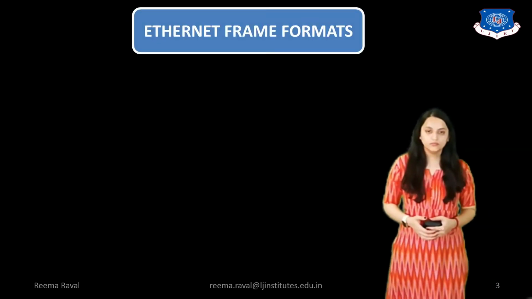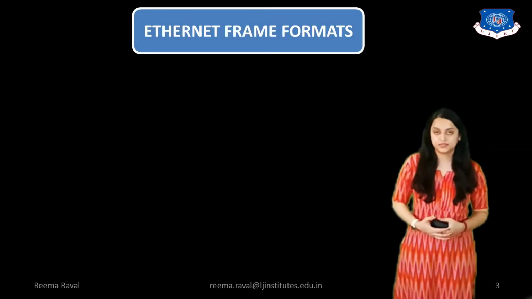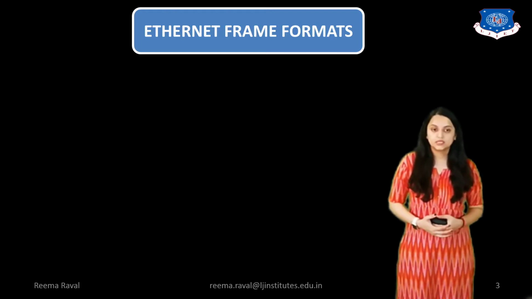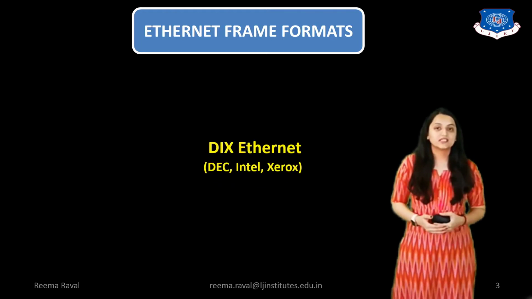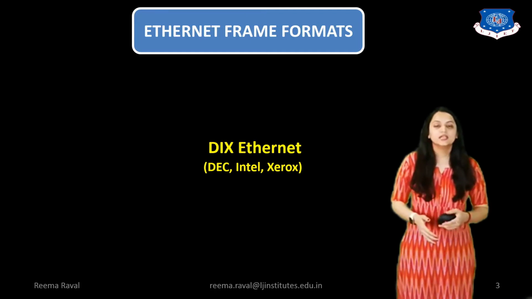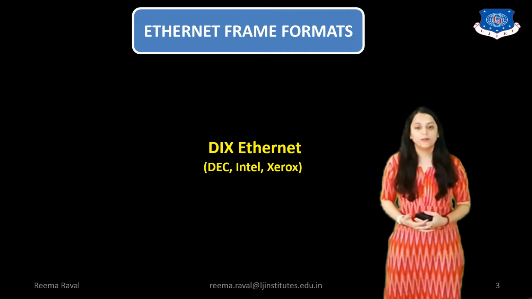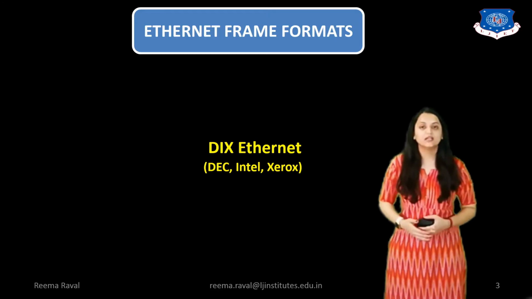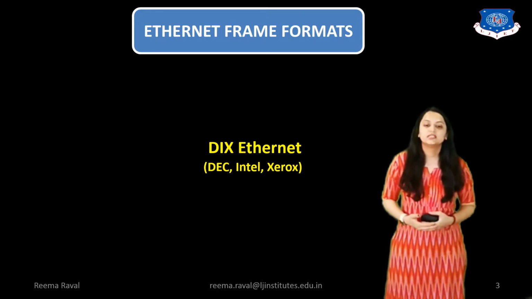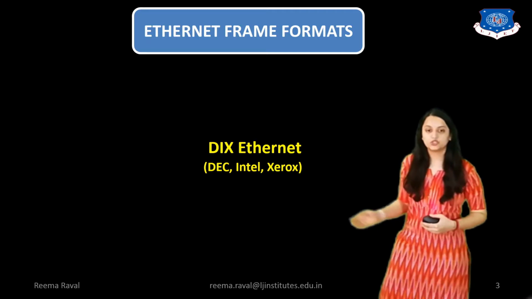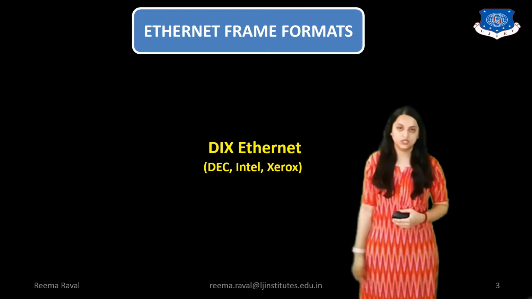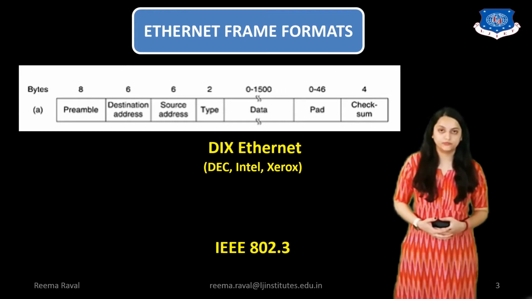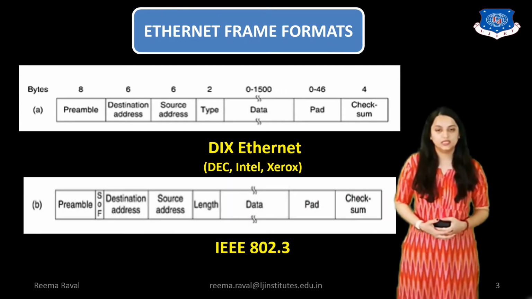Now let us see Ethernet frame formats. So there are basically 2 Ethernet frame formats. First one is DIX Ethernet format. This format is developed by DEC, Intel and Xerox companies, and using those 3 initials, it is named as DIX Ethernet, based on DEC, Intel and Xerox initials. And the second one is IEEE 802.3 frame format. Let us see these 2 in detail.